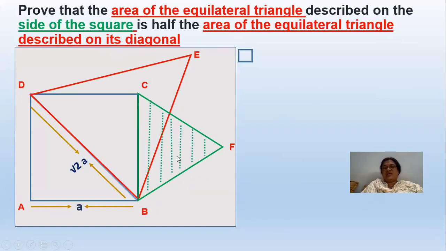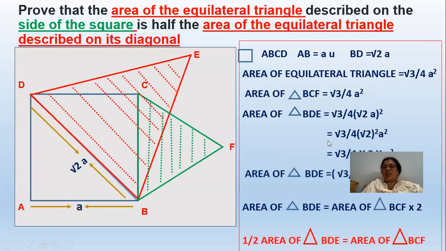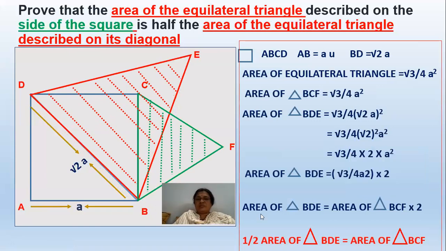this green color shaded area will be half of that of this triangle, this one. So let us solve this problem now.